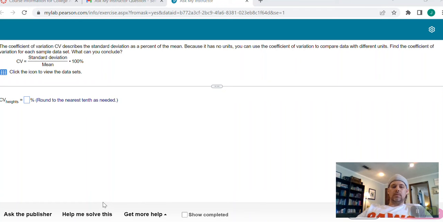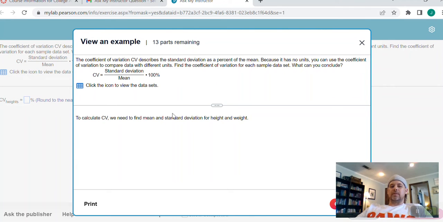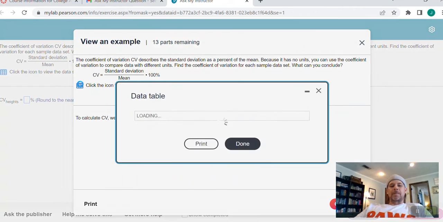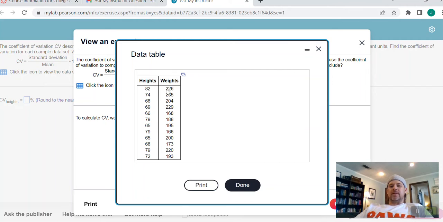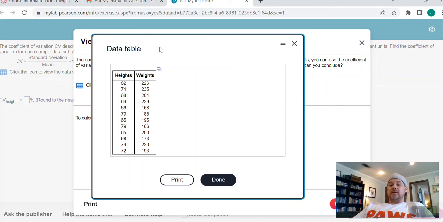All right, let's see. So I think what you're doing is using this tutorial, and whether we're doing the tutorial or the problem, it will give us some data. Okay, and as part of doing this, we need to find the sample standard deviation.